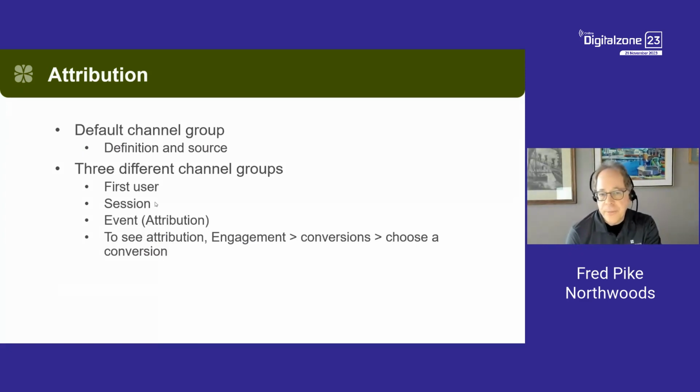There's the first user, which is the very first time I arrived on your website. How did I get there? Was that through an ad? Was that organic? Whatever. That is assigned to first user. I may come back 100 times to your website, and that first user is still going to apply to me.